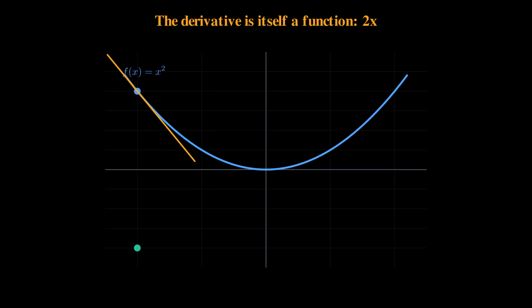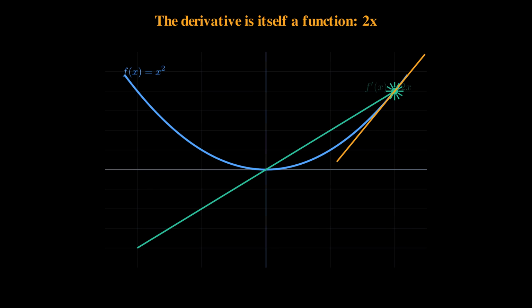Here's what that looks like. As a point rides along the curve, its tangent tilts, and a second point marks the slope at each spot. Now watch the trail that second point leaves. As it sweeps across, the slope it records draws out a perfectly straight line. The line 2x. The derivative of a curve isn't a single number. It's a whole new function that gives the slope everywhere at once.